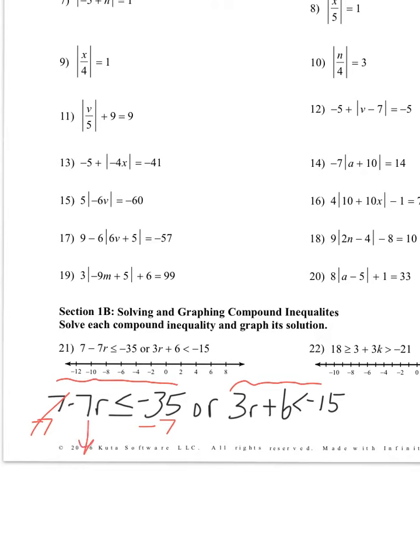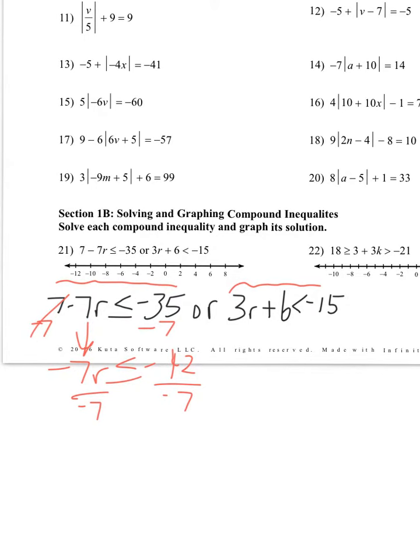Okay, we carry this down. So we have negative 7r is less than or equal to negative 35, subtract 7 is negative 42. And then we're going to divide by negative 7. And remember, when we divide with inequalities by a negative, we have to flip the inequality sign. So this cancels out right here, and we flip the inequality sign, so r is greater than or equal to negative 42 divided by negative 7, which is positive 6. And then we're going to carry the or statement down here. Our solution is going to have an or in the middle.